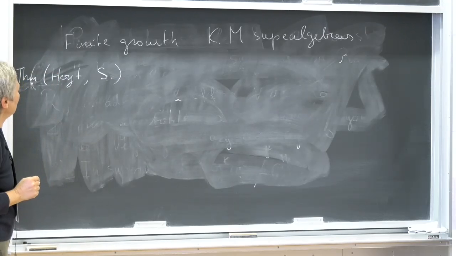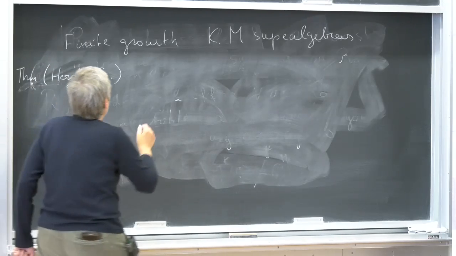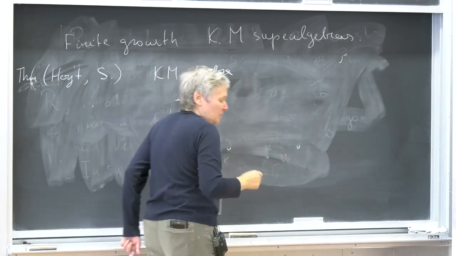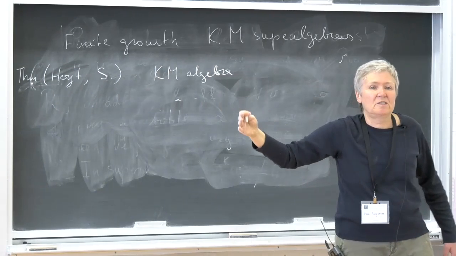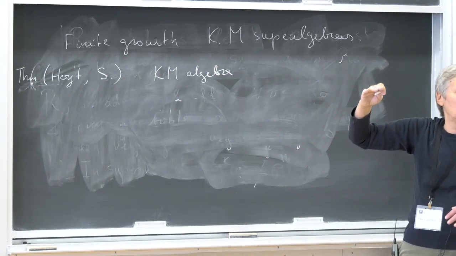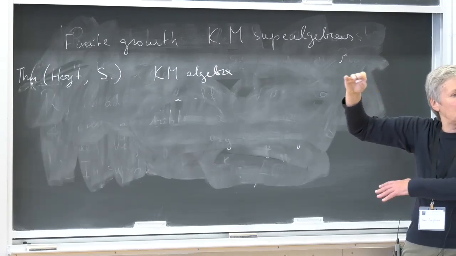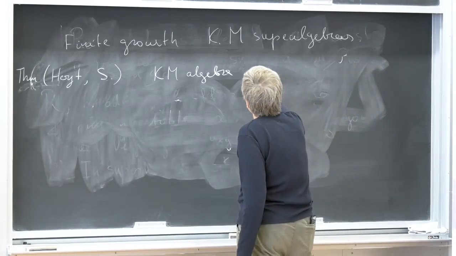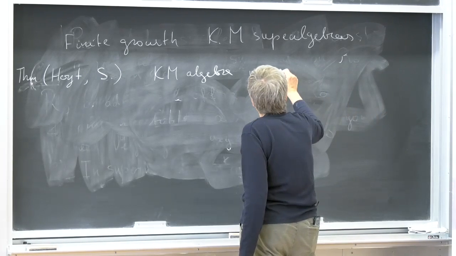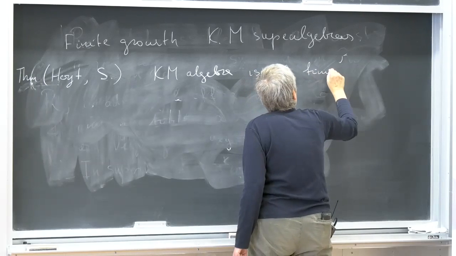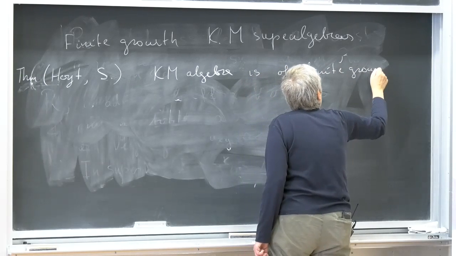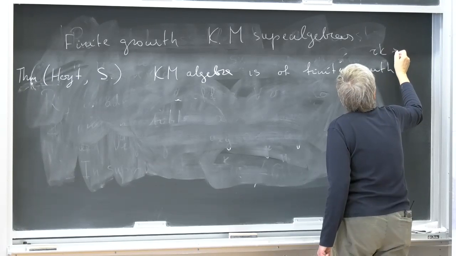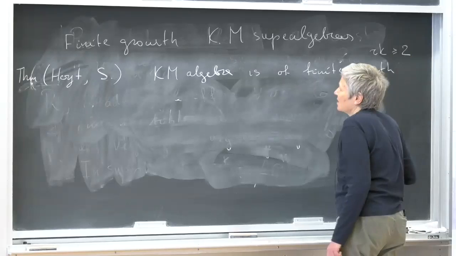The algebra is a finite growth KM algebra. What is finite growth, I should say? There is a natural grading on the algebra, and you want the dimensions of graded components to grow polynomially. So this KM algebra is finite growth. And we assume that the rank is greater or equal than 2.